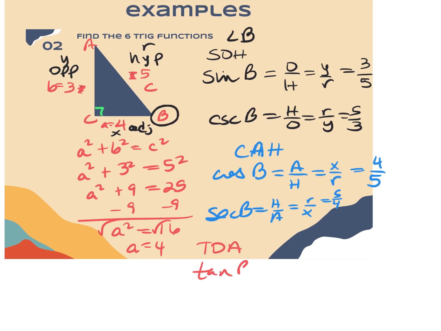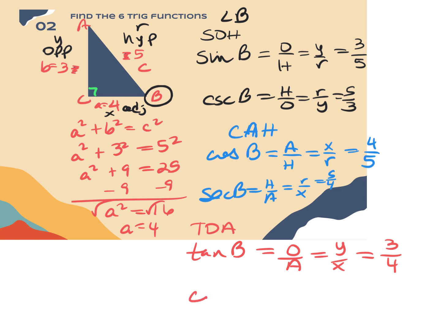So tangent of B, O over A, or Y over X. Opposite is 3, adjacent is 4. And then cotangent of B, flip it, X over Y, 4 over 3.